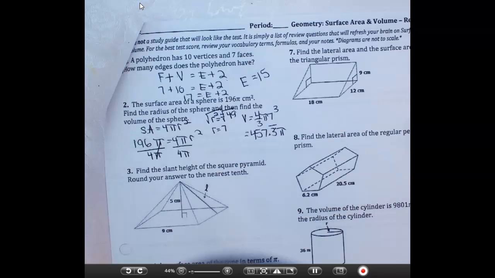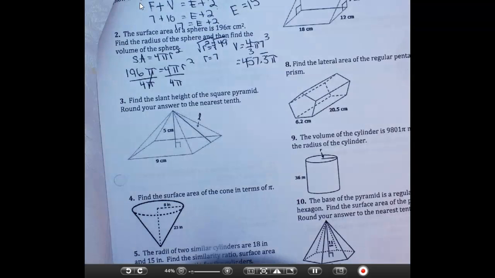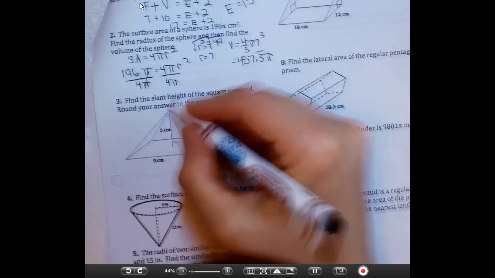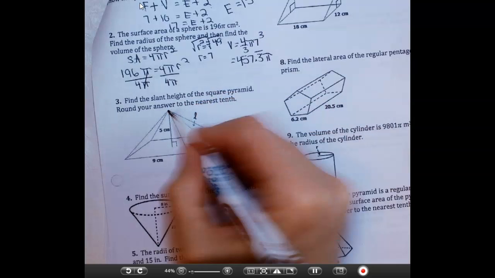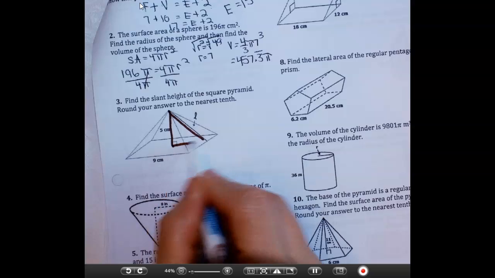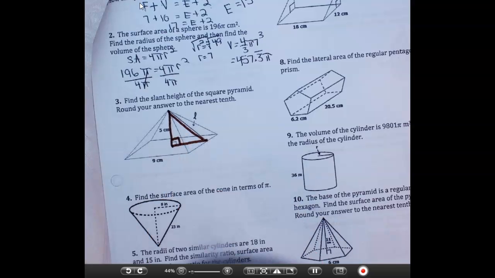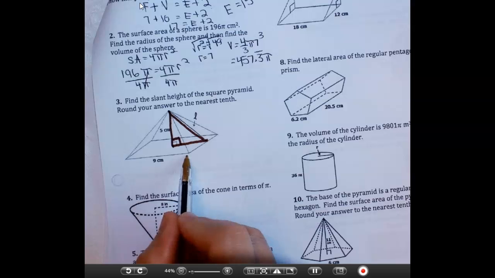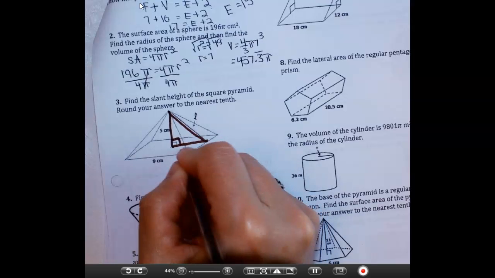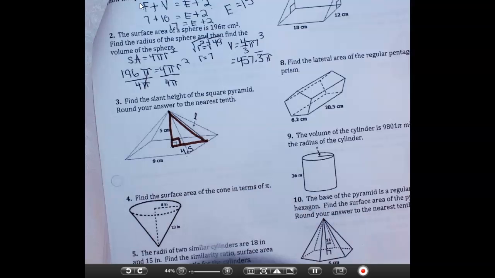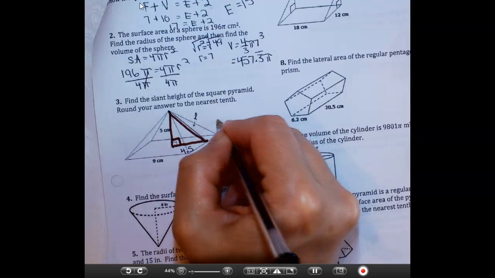457.3 repeating. Okay, number 3, I'm looking for the slant height, and they've given you a visual of where that slant height would be. I'll grab my marker just to show it to you a little bit better as well. So this is the length I'm looking for. Notice you have the height, and we can go find this distance. So we're creating a right triangle. If this whole length is 9, that means from here to here would be 4.5, and we're just going to use Pythagorean's theorem to find that slant height.